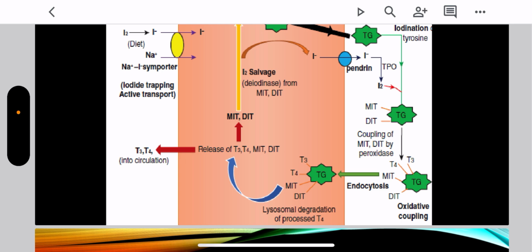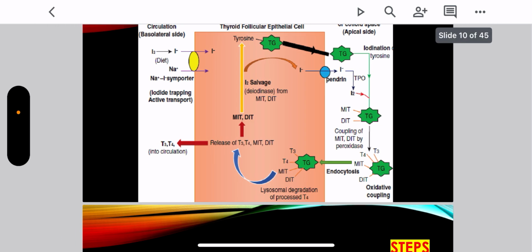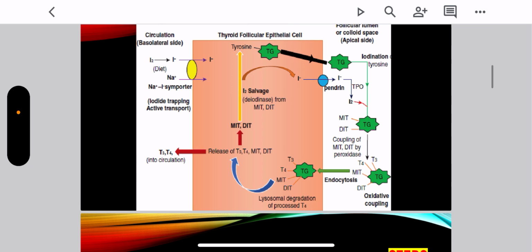Once these hormones are formed along with the iododerivatives, they enter inside the epithelial cells with the process of endocytosis.